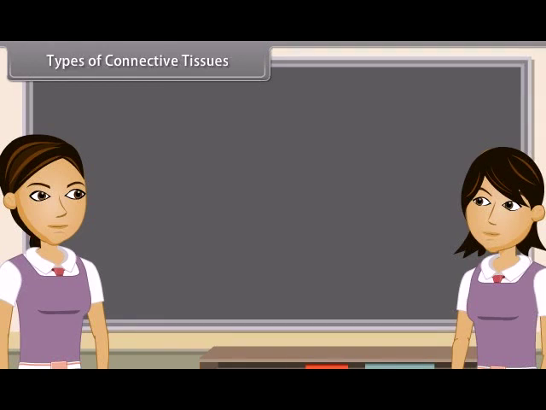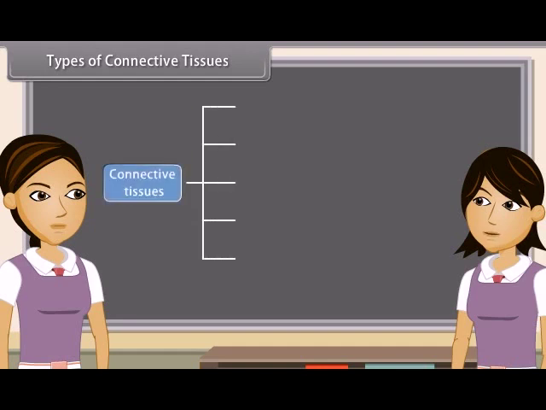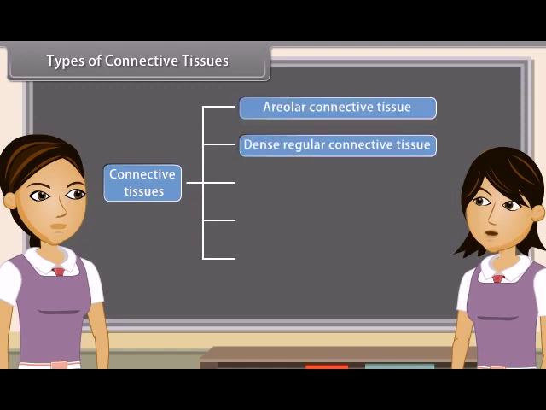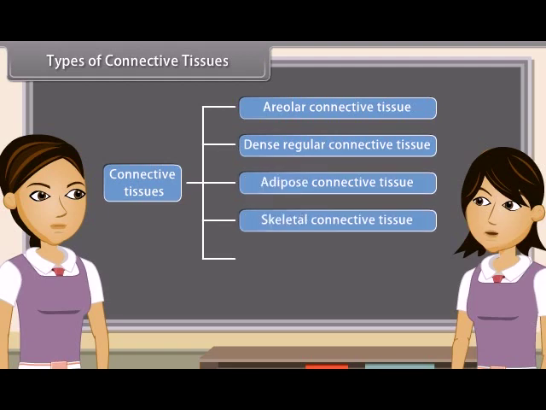Types of connective tissues. Madhuri, do you know how many types of connective tissues are there? Yes, in animals, there are mainly 5 types of connective tissues: areolar connective tissue, dense regular connective tissue, adipose connective tissue, skeletal connective tissue, fluid connective tissue.